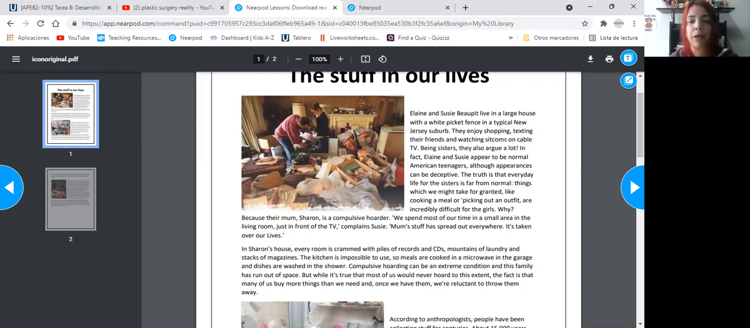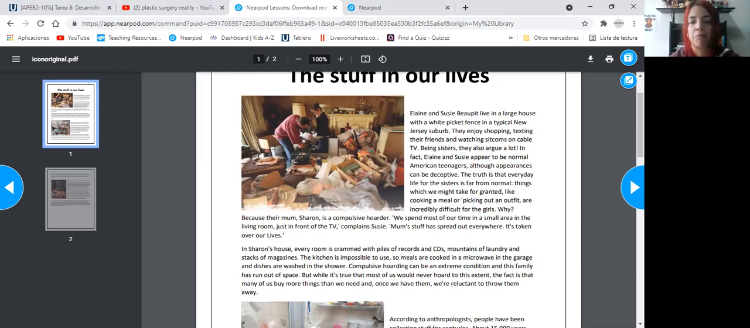Things which we might take for granted, like cooking a meal or picking out an outfit, are incredibly difficult for the girls. Okay, remember to copy picking out. Thank you. Why? Because their mom, Sharon, is a compulsive hoarder.